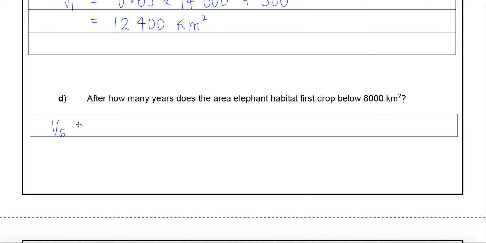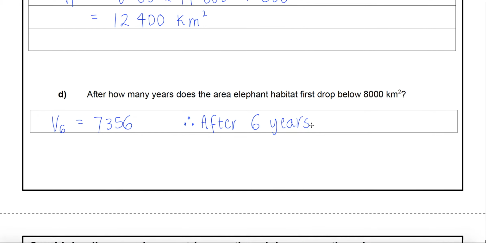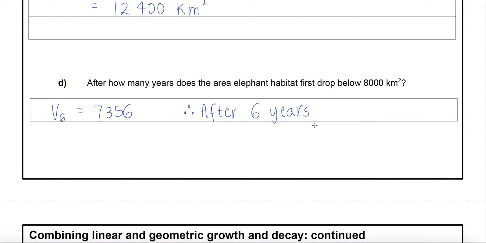So count how many times, and what you should see is that V6, our habitat, has dropped to 7,356. So this means that after 6 years, the elephant habitat has dropped below that area. So that's no financial context at all.